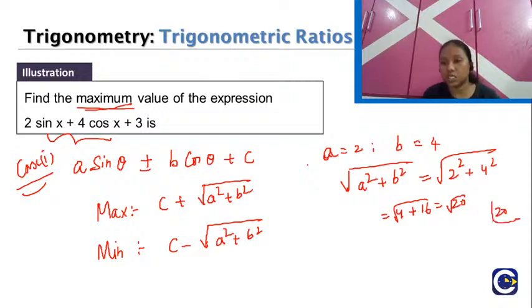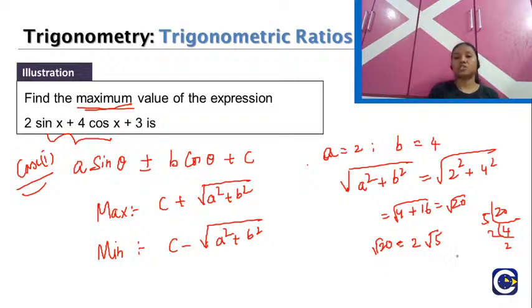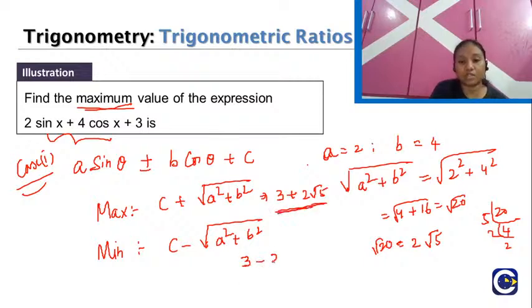So let's just see, can we reduce this? So 5 into 4, so 2 into 2. So we can write this as 2 root 5. So our root 20 can be written as 2 root 5. Right. So we got our value of root over a square plus b square, that is 2 root 5. So here our maximum value will be c. What is our c value? That is 3. So 3 plus 2 root 5 will be the maximum value, and the minimum will be 3 minus 2 root 5.